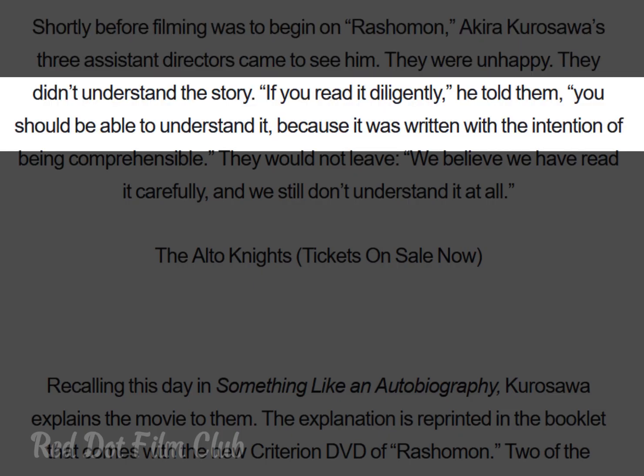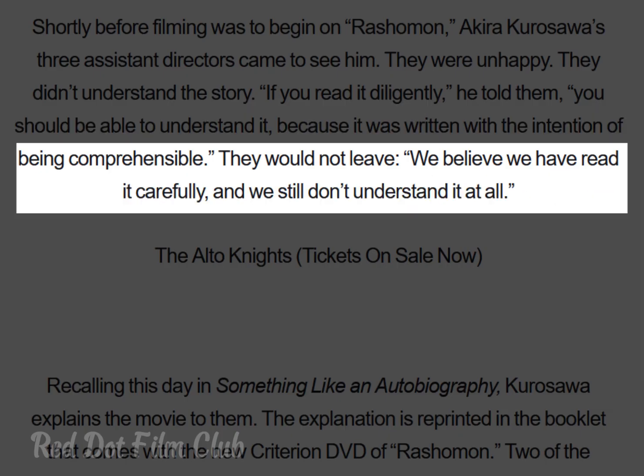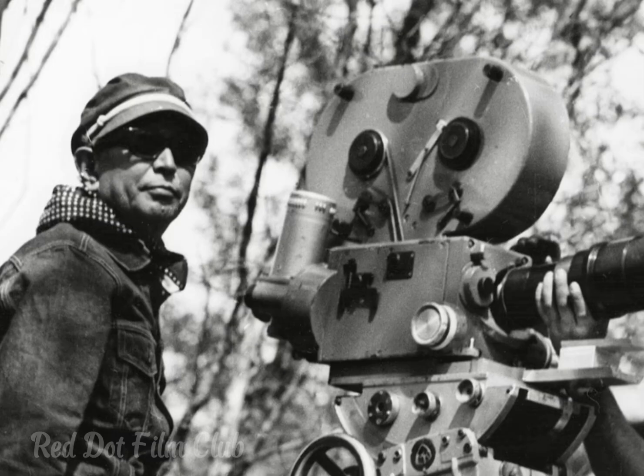They didn't understand the story. If you read it diligently, he told them, you should be able to understand it, because it was written with the intention of being comprehensible. They would not leave. We believe we have read it carefully, and we still don't understand it at all. Kurosawa was clearly fed up here, but having watched the film once when I was 17, and again a few weeks ago in preparing for this video, I agree with him.